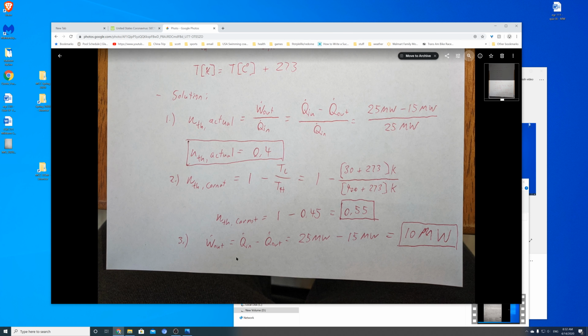Then the last part is just to find the rate at which work is being done. It's just the rate at which heat's coming in minus the rate at which heat is being dumped to the sink. So it's 25 megawatts minus 15 megawatts, which is 10 megawatts. And that's essentially it for this particular problem.